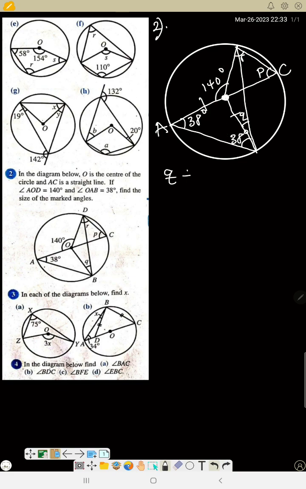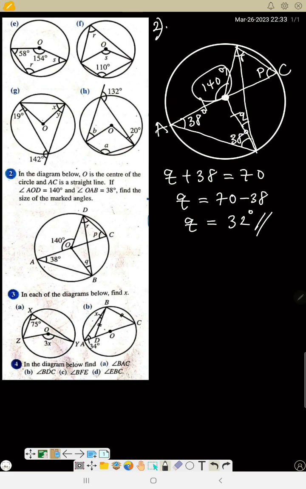That means Q plus 38 must be equal to 70. So Q is equal to 70 minus 38. So Q is equal to 32, because 32 plus 38 now will give us 70, which is half of this angle. So the angle at the center is twice the angle at the circumference. So we know Q already. So how can you now find P? To find P, you should know that this is another radius.